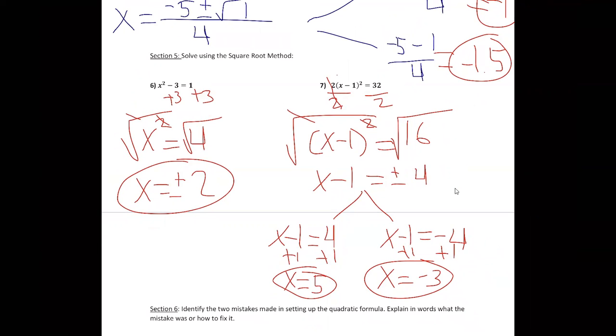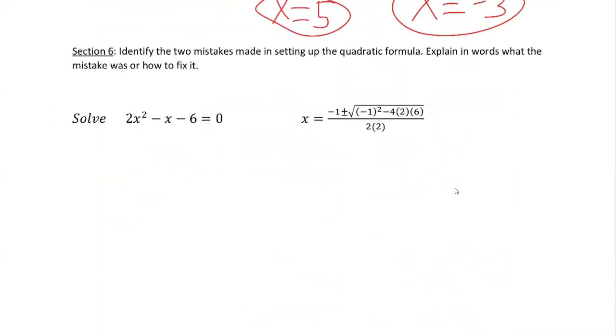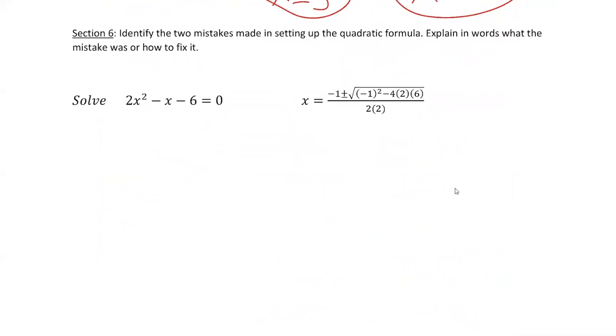Okay. And then the last section you're going to see on your quiz, I'm going to give you some kind of question where I give you a work sample, or someone is doing something with the quadratic formula. And I'm going to ask, can you figure out where maybe they went wrong? Some common mistakes. So for this problem, it says, identify the 2 mistakes made in setting up the quadratic formula. Explain in words what the mistake was or how to fix it.